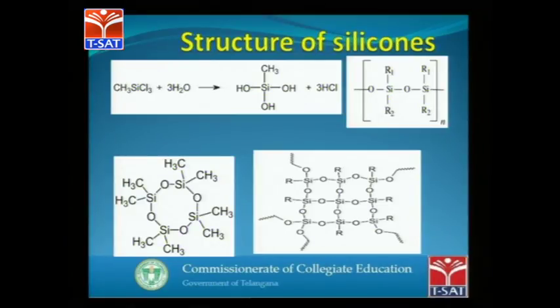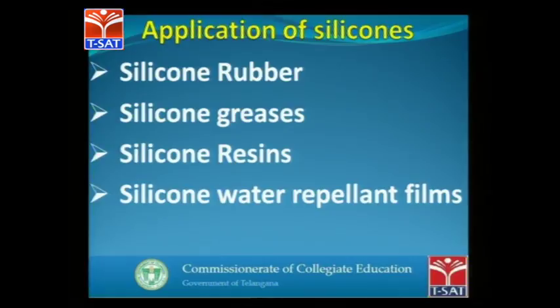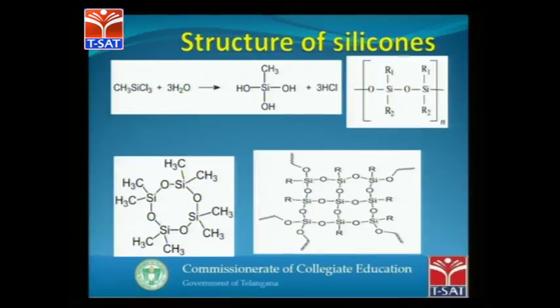They are used as silicone rubbers, greases, resins and water repellent films. They are water repellent because of the presence of non-polar groups in silicones. We can observe it from the structure, that is non-polar alkyl groups. They are water repellent in nature.